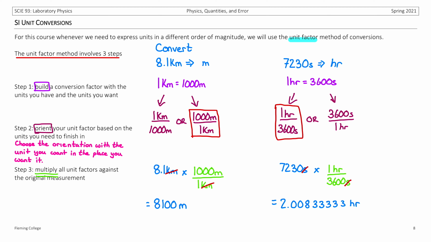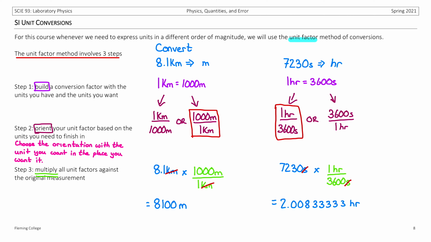A second strength of the unit factor method is that we never have to try and remember for this conversion, do we multiply or divide? Just being able to work with the fraction we set up here, we can see that this calculation is done by taking 7,230 dividing by 3,600.